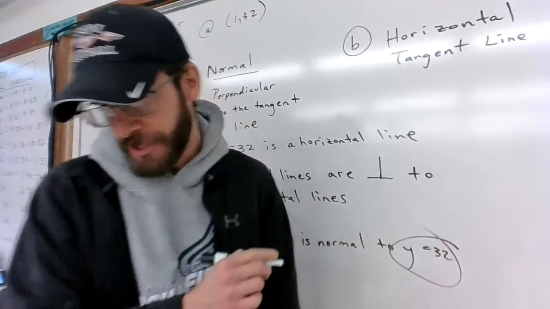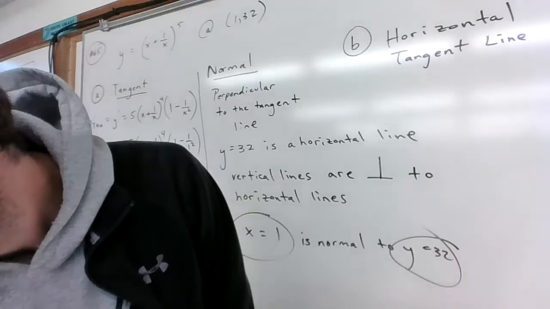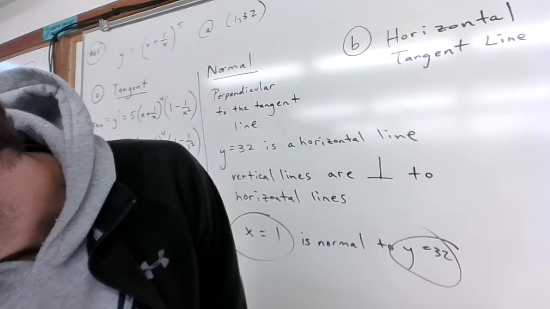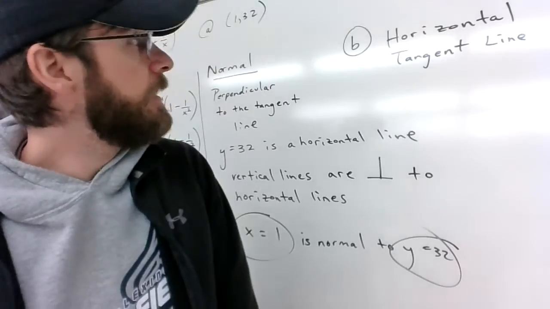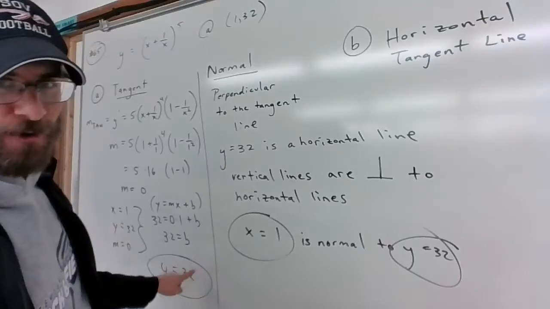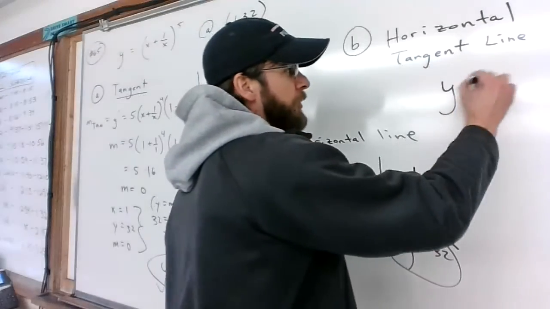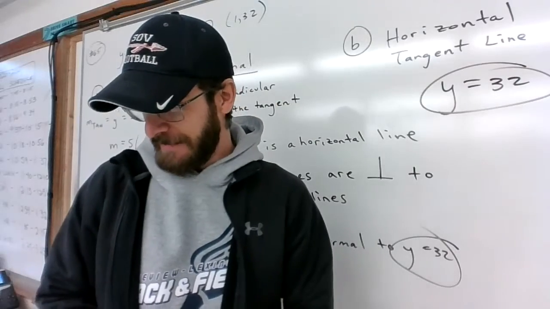Let's double check ourselves. That is correct. Now, a horizontal tangent line. Wait, we got the horizontal tangent line. That's a horizontal tangent line. Woohoo! Nice.